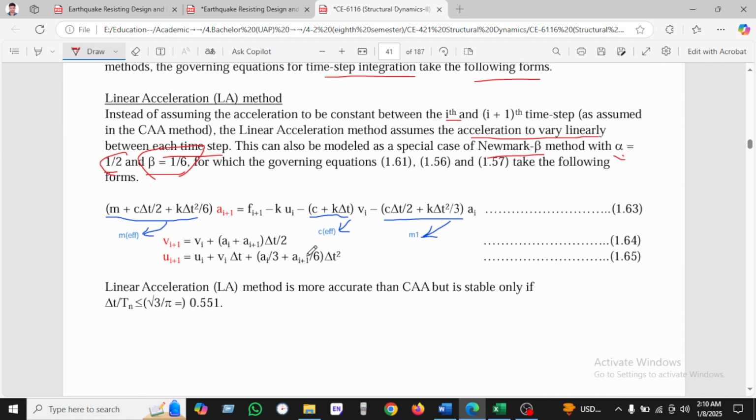So in this way alpha remains the same, which is 1 divided by 2, but beta changes. Keeping the rest the same, we take this as M effective, this as C effective, and this as M1. So how will we calculate this?